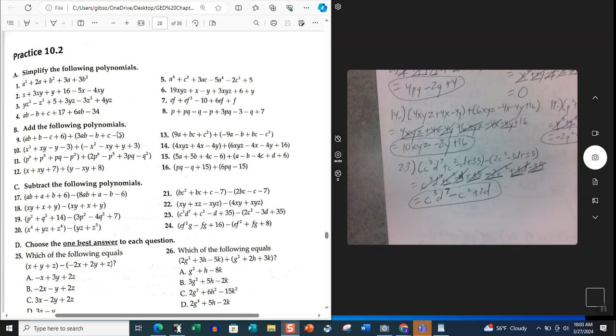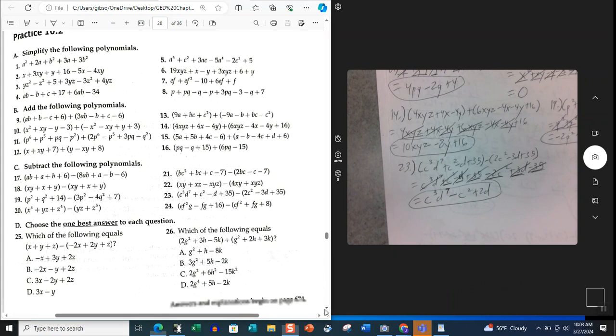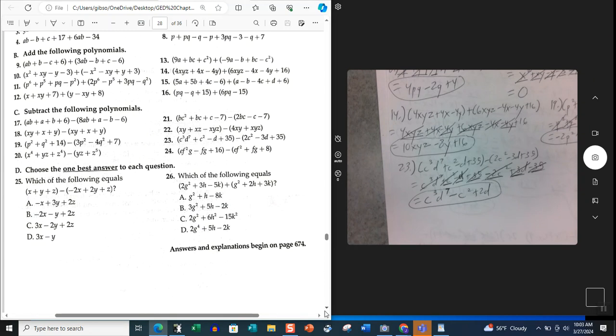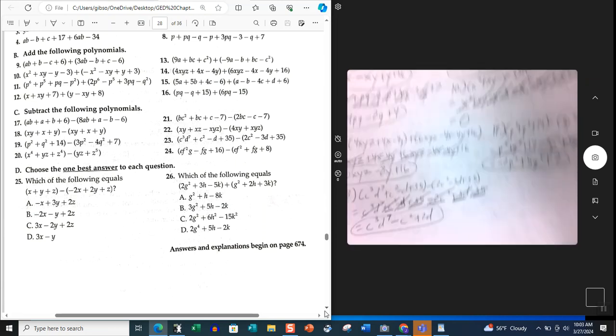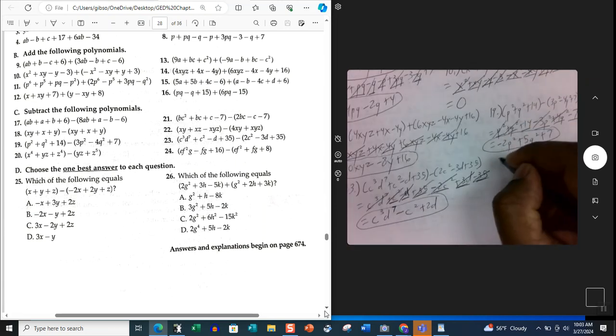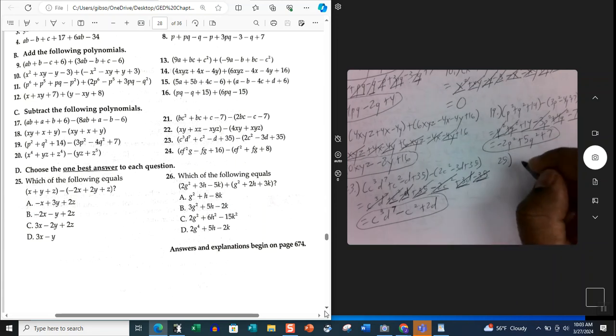All right, now we scroll down here. We have 25 and 26. So basically it says choose the one best answer to each question. Basically it's just two of the same type of problems we just have to do and figure out which one of these equal to it. So let's go to 25. We have x plus y plus z minus a negative 2x plus 2y plus z.